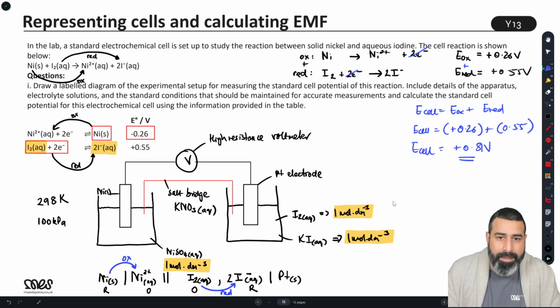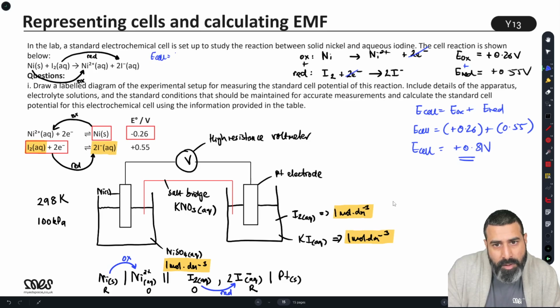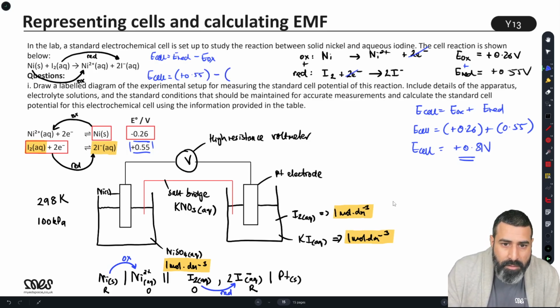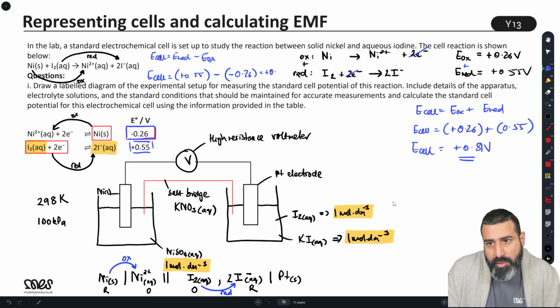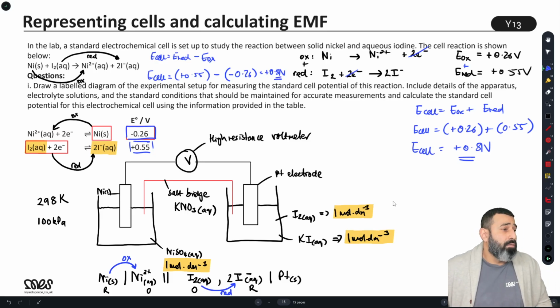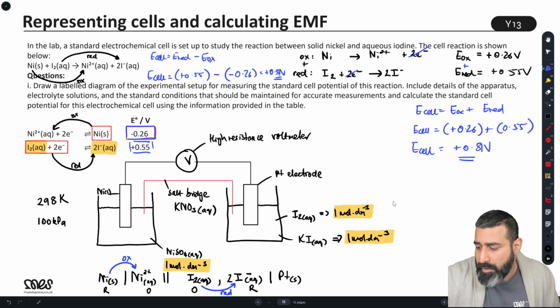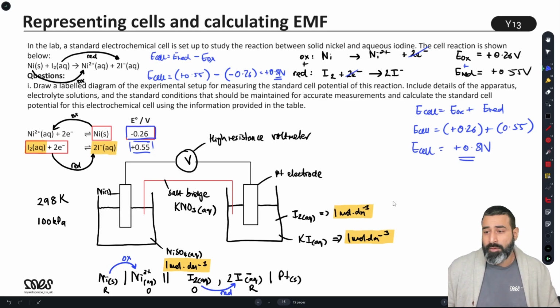The other way you could have done it is method number 2. You could have just said that E cell is E red minus EOX, and you don't change any of the signs here. So E cell is equal to the reduction potential for I2 minus 0.26, but what you're effectively doing there is changing the sign, right? So that also equals the same thing, just 2 different ways and 2 different approaches of doing it. Whichever one gets you the answer every time, that's the method that you need to go with, okay?